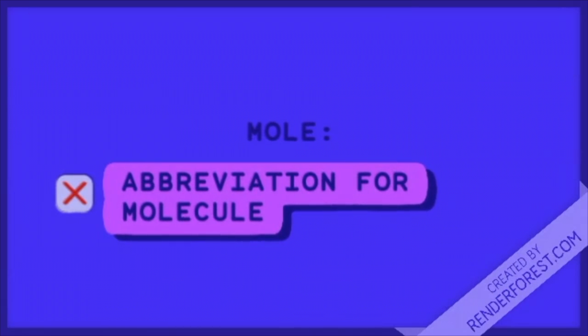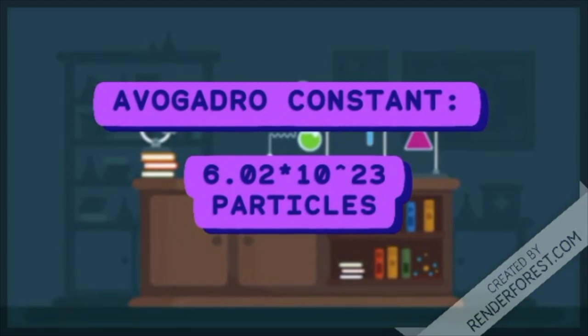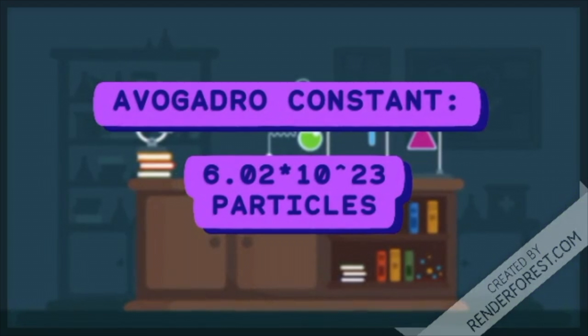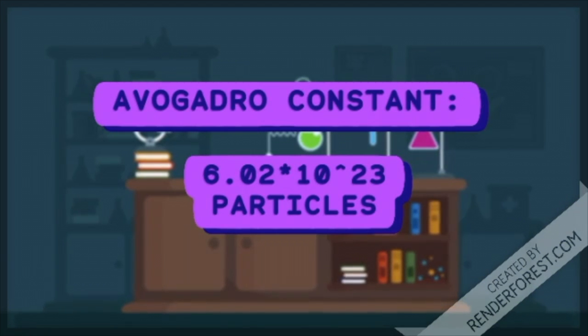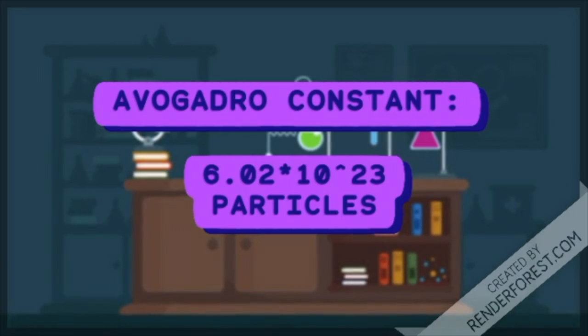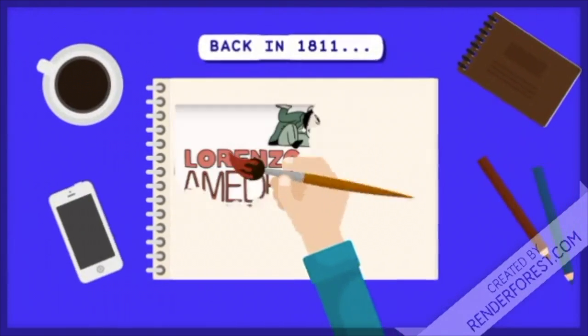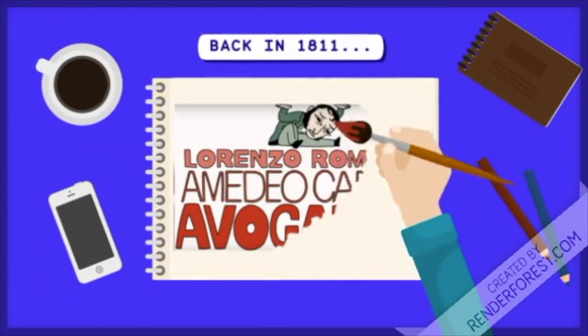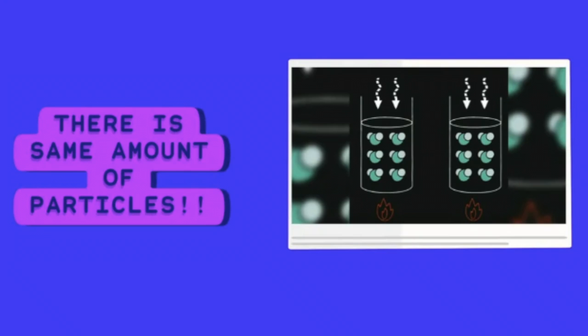Now, here's a reminder for a lot of you. A mole is not an abbreviation for molecule, so don't confuse yourself. A mole contains 6.02 times 10 to the power of 23 particles. And this number, 6.02 times 10 to the power of 23, is often referred to as the Avogadro constant or Avogadro number. It is named after Lorenzo Romano Avogadro, a scientist back in the 19th century, who discovered that if you have equal volumes of gases at the same pressure and temperature, they have the same amount of particles, and this amount is 6.02 times 10 to the power of 23.